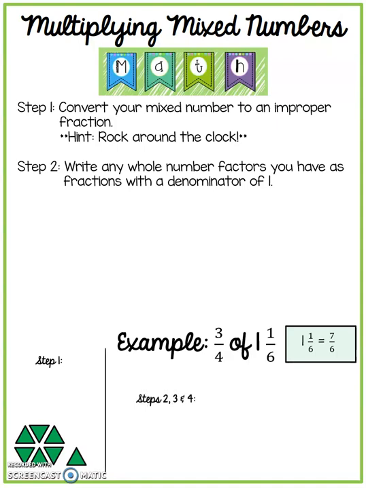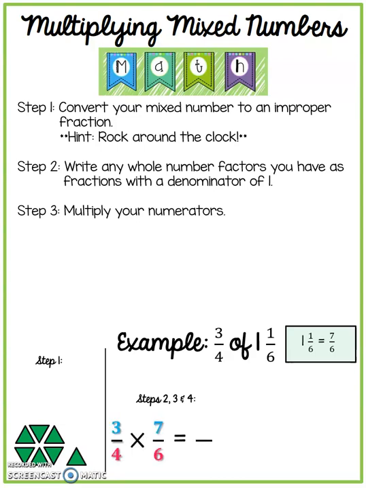So then I can start by multiplying my numerators. So I'll rewrite my problem as 3/4 times the improper fraction 7/6, and I'll multiply the numerators of 3 times 7. That tells me my numerator is 21. Next, I'll multiply my denominators. 4 times 6 is 24, giving me a denominator of 24.